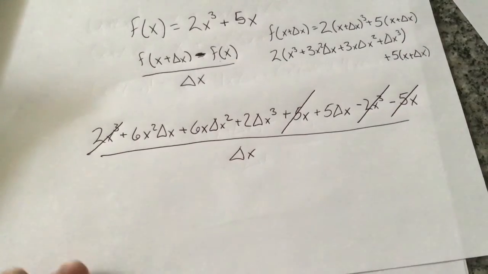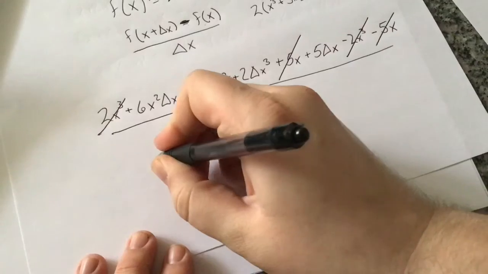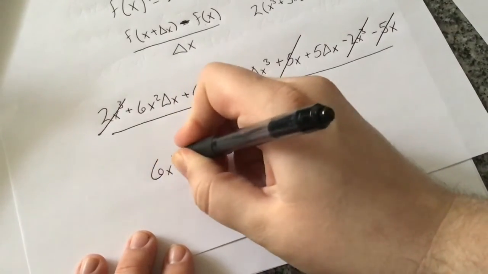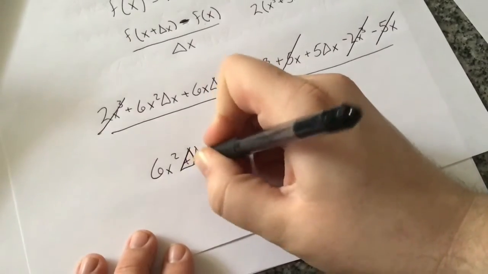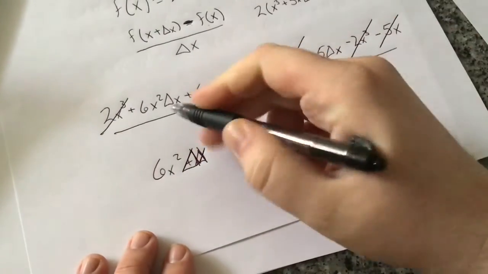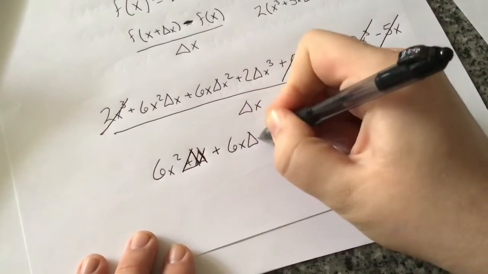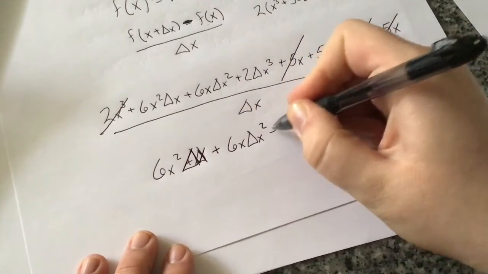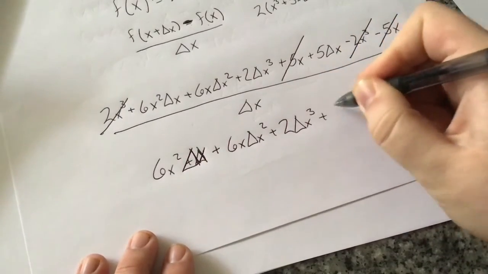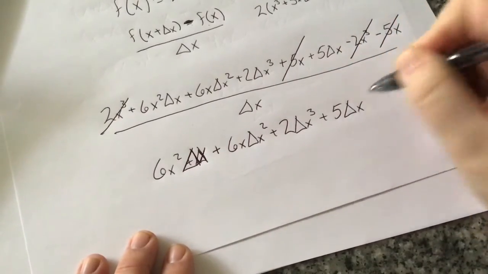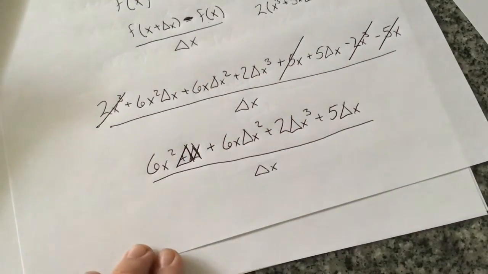At this point, there's nothing else there that we can combine in any way. So we are down to just 6x squared delta x, sorry, my bad, accidentally put a plus in there, plus 6x delta x squared plus 2 delta x to the third plus 5 delta x, all over delta x.